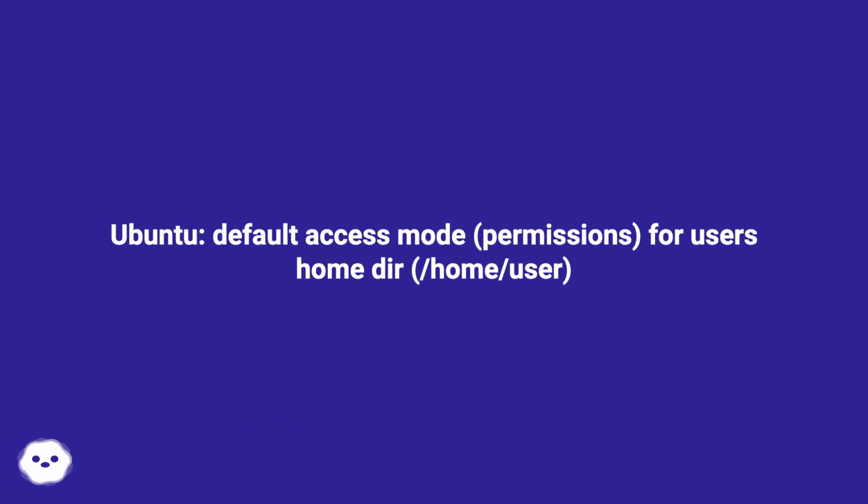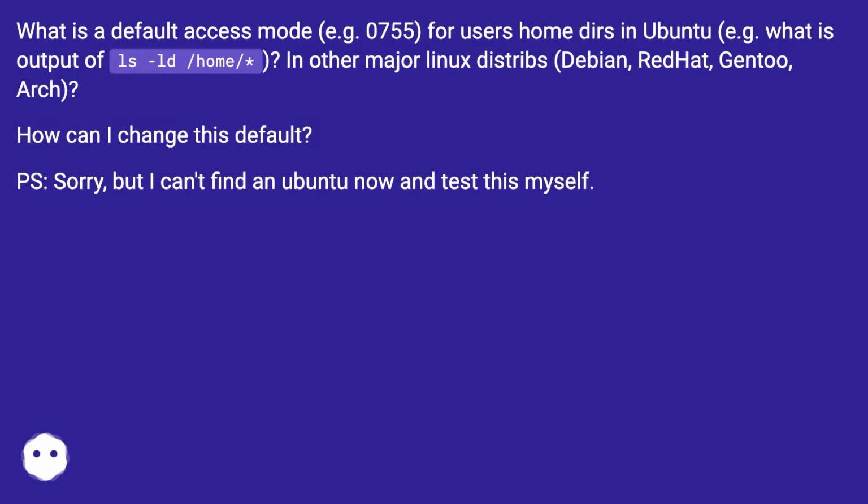Ubuntu default access mode permissions for users' home directories: /home/user. What is the default access mode, e.g. 0755, for users' home dirs in Ubuntu? What is the output of ls -ld /home/*? What about other major Linux distributions: Debian, Red Hat, Gentoo, Arch? How can I change this default?